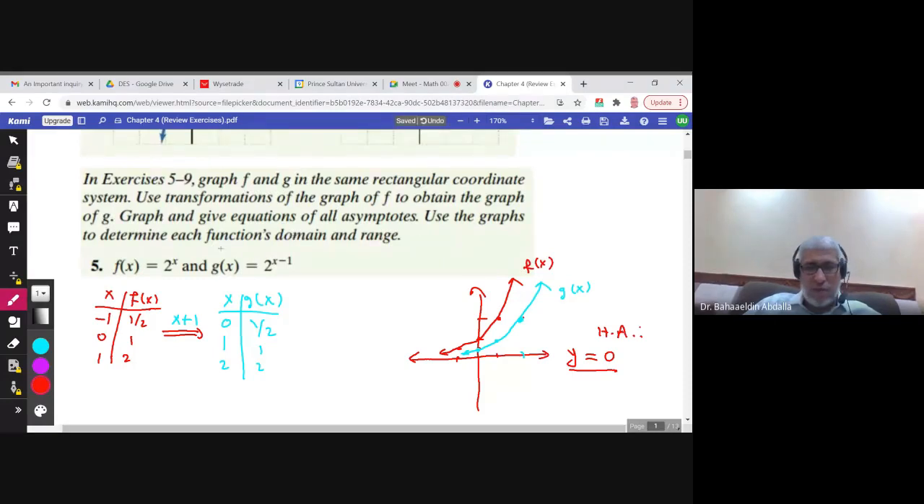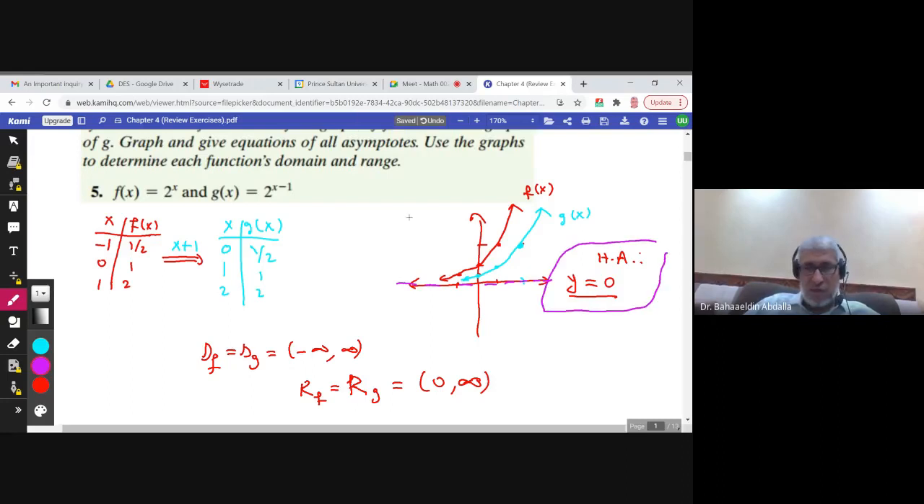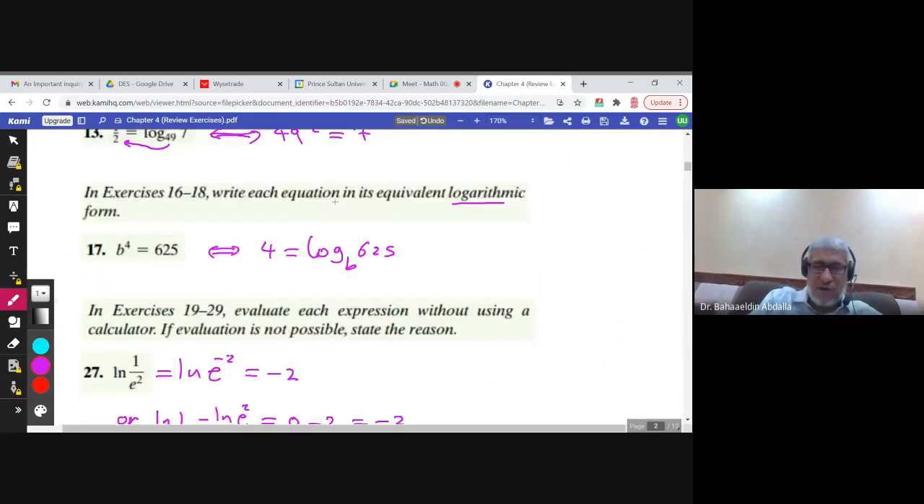Use the graphs to determine the function's domain and range. So the domain of f is equal to the domain of g, the set of all real numbers, as for any exponential function. And the range of f is also equal to the range of g, from 0 to infinity. The range is clear, from 0 to infinity, and this line is a horizontal asymptote, which is y equals 0. So you need to read the question carefully and answer everything in the question.